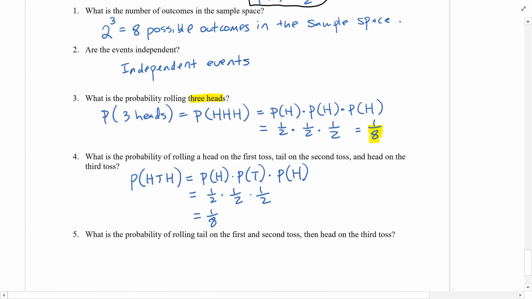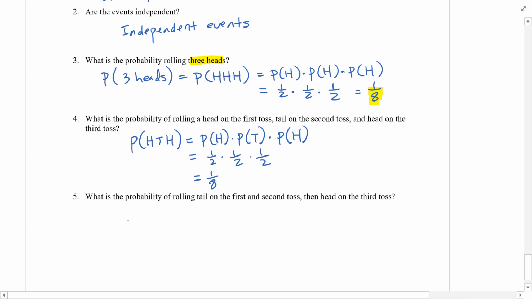What is the probability of flipping a tail, let's do one more, a tail on the first toss, head on the second toss, and then a tail on the third toss? By now we should get it. Again, the probability of getting a tail on the first toss is 1/2. Probability of getting a head on the second toss is 1/2. Probability of getting a tail on the third toss is also 1/2. So I can also just write it as 1/2 to the third power, which is 1/8.